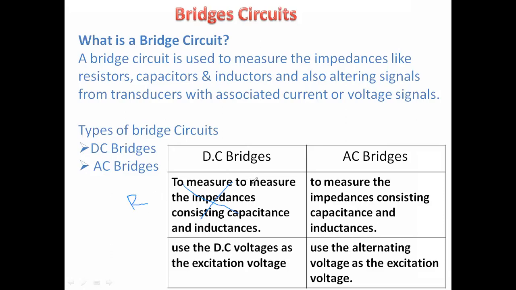Depending upon the type of voltage used as the excitation voltage, these are called DC bridges or AC bridges. We apply the DC excitation voltage for operating DC bridges. For AC bridges, we apply alternating voltage as the excitation voltage. So these are the major differences between DC bridges and AC bridges.